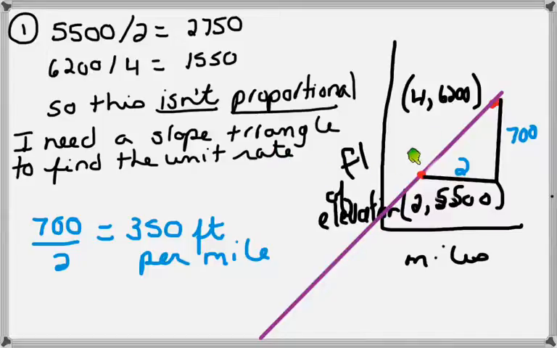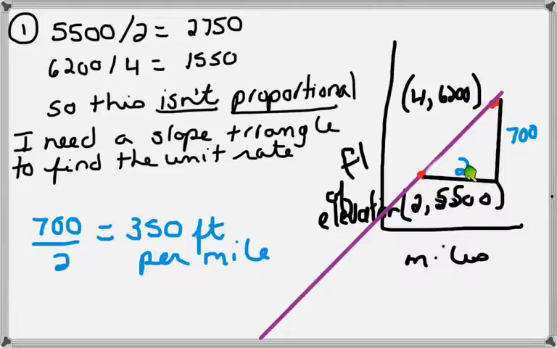Now, I'm just sketching the graph because you don't need an accurate graph in order to find the slope triangle, so I just put down a random point that I called (2, 5,500) and a point that I called (4, 6,200), and then I made a straight line connecting those 2 points. And I dragged the line out just because normally it would be dragged out.